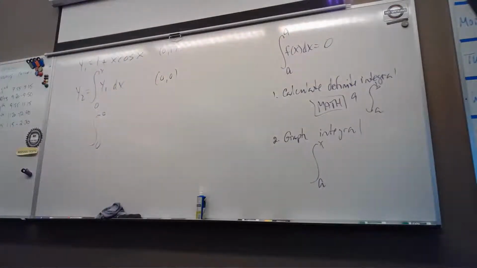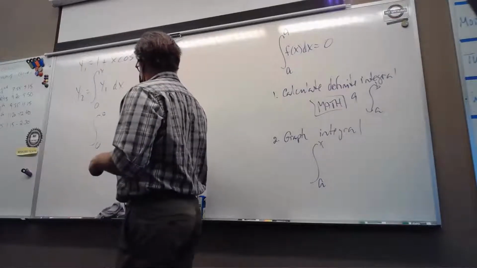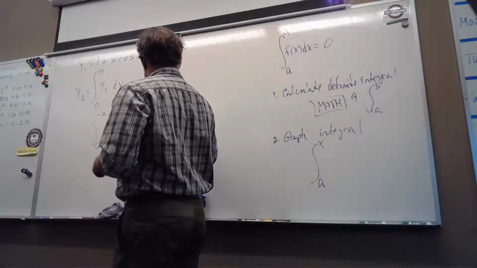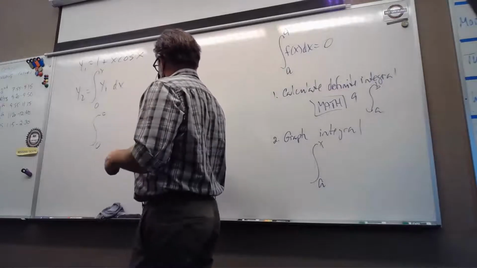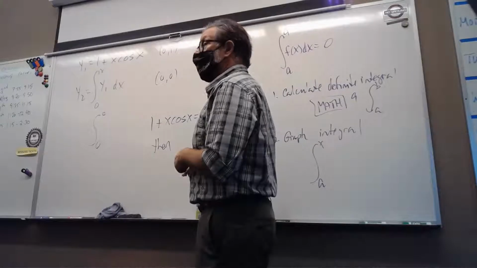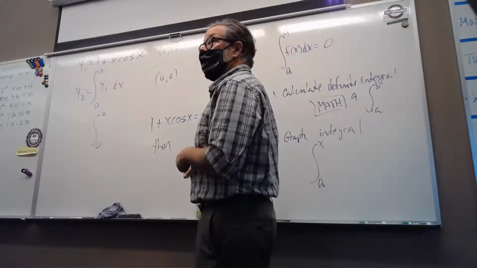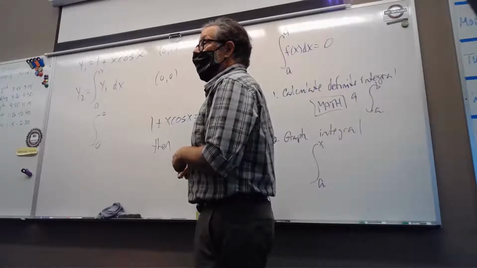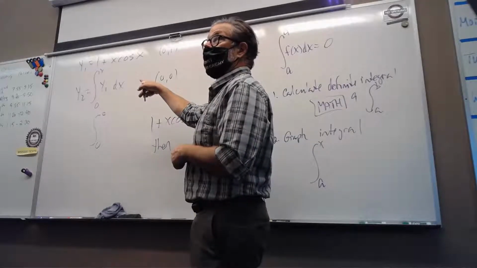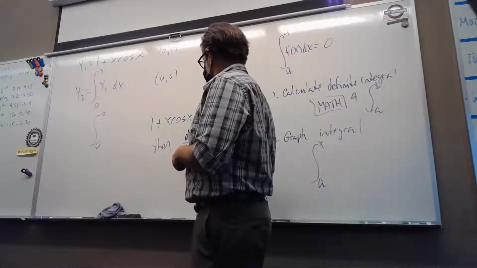Curtis. When the cosine question, 1 plus x cosine x is equal to 0, the derivative of the integral is 0. The derivative? How do you know that the derivative is 0? Has no slope. You mean the integral? The derivative of the integral. The derivative of the integral is equal to 0.